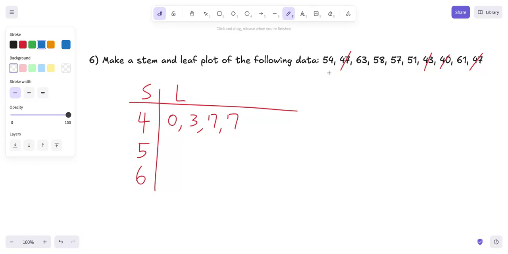Next, my 50s. I have 54, 58, 57, 51. So again, 4 numbers. The smallest number is 51, then 54, then 57, then 58. And my 60s, I have 63 and 61. So again, number order, 61, then 63.